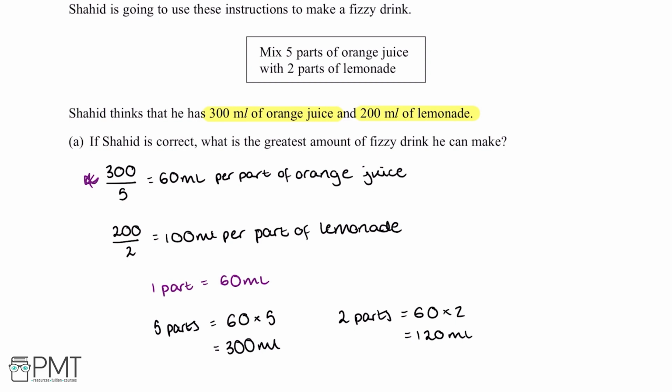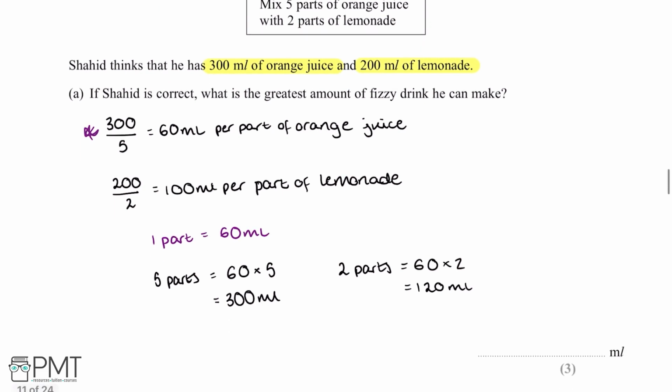So now if 300 millilitres of orange juice will be needed and 120 millilitres of lemonade will be needed, then the final thing we'll need to do for this question is add together these two values to work out the greatest amount of fizzy drink he can make. And 300 add 120 gives us 420 millilitres. And this is our final answer.